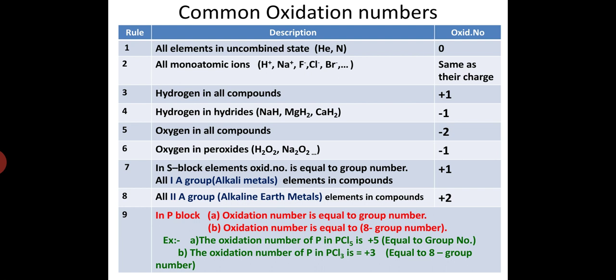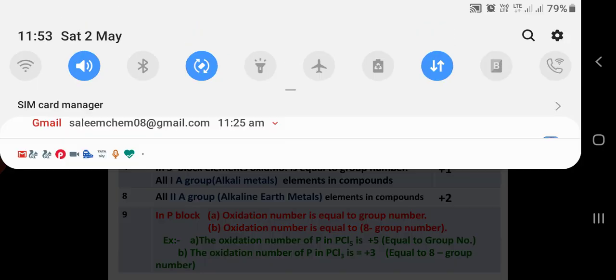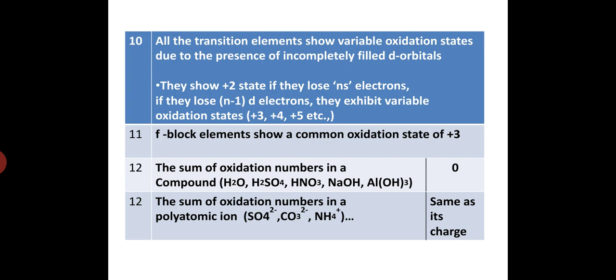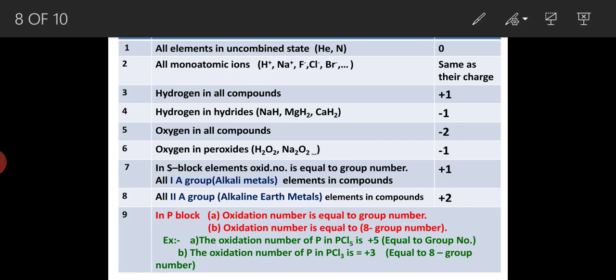Then some commonly observed oxidation numbers. Here a set of rules are there, we shall discuss them. Rule 1: all elements in the uncombined state, that is helium, nitrogen, oxygen etc., will have 0 oxidation state, and all monoatomic ions, that means H+, Na+, F-, Cl-, Br- etc., their oxidation state is the same as their charge.